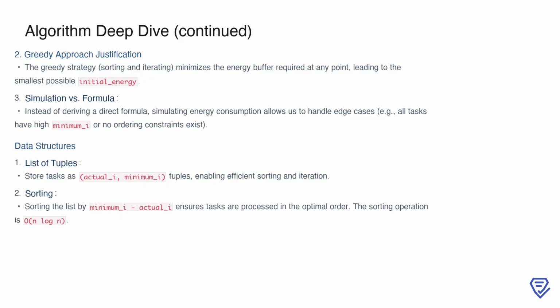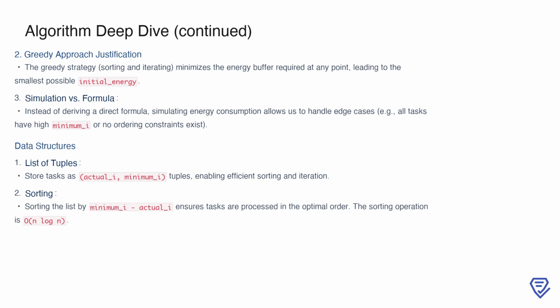This method handles edge cases, like when all tasks have high minimum_I values or when there are no strict ordering constraints. The algorithm relies on simple yet effective data structures. Tasks are stored as tuples, actual_I, minimum_I, for efficient sorting and iteration. Sorting the tasks by minimum_I, actual_I ensures the optimal order is followed.